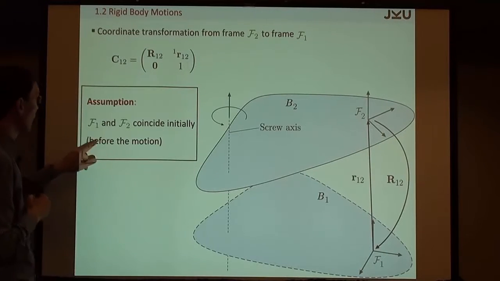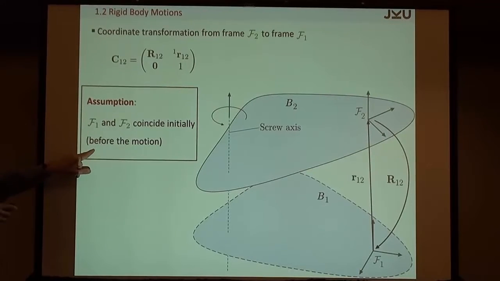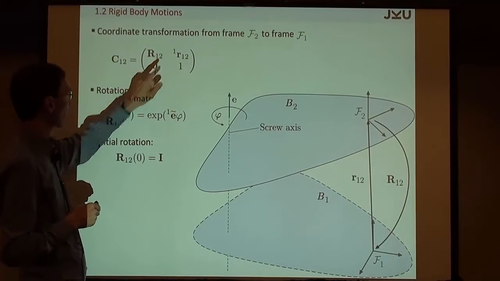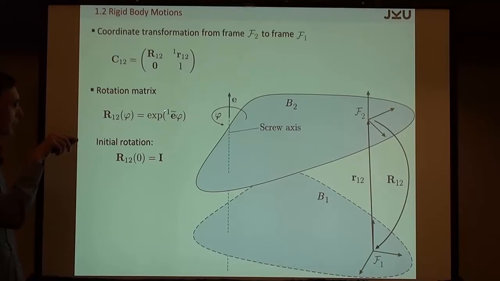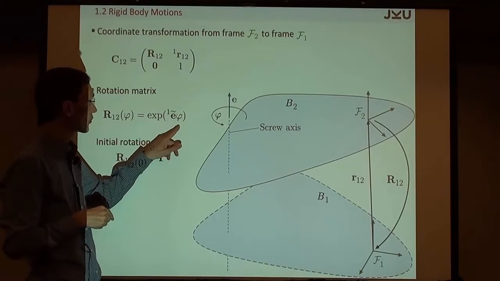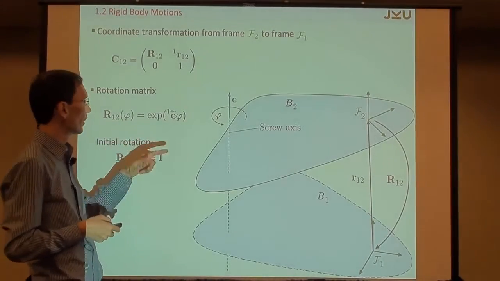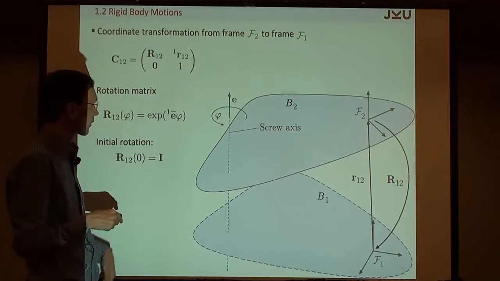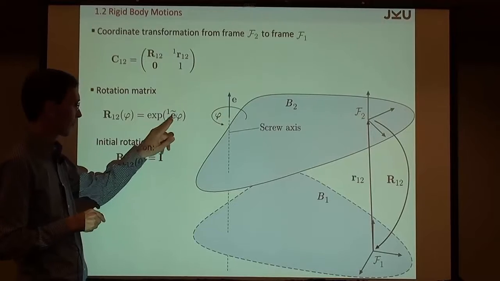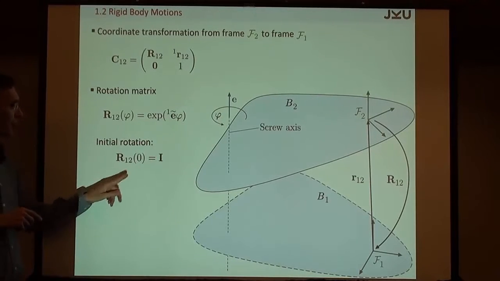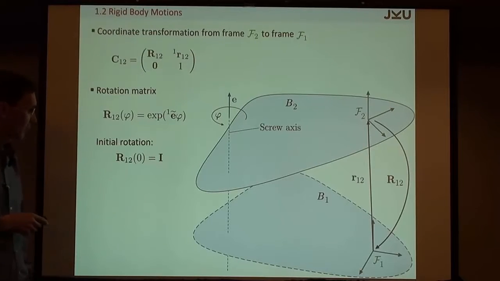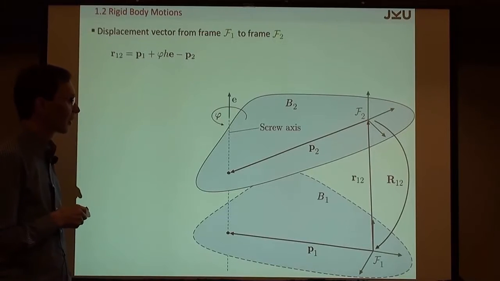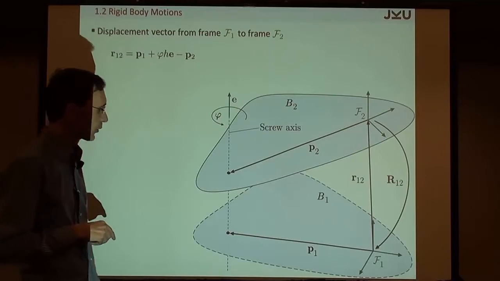Good. Yeah, this is the screw axis. So the assumption is, of course, that F1 and F2 initially coincide. We know about the rotation matrix: R12 is given by the Euler-Rodrigues formula using just two arguments. One is the unit vector along the rotation axis, call it E, expressed in frame 1, and the other is the angle phi. Initially, of course, because they are coinciding, this is the identity matrix. That makes sense. What about now when I ask about the displacement? What I can say, of course, is that we can measure.